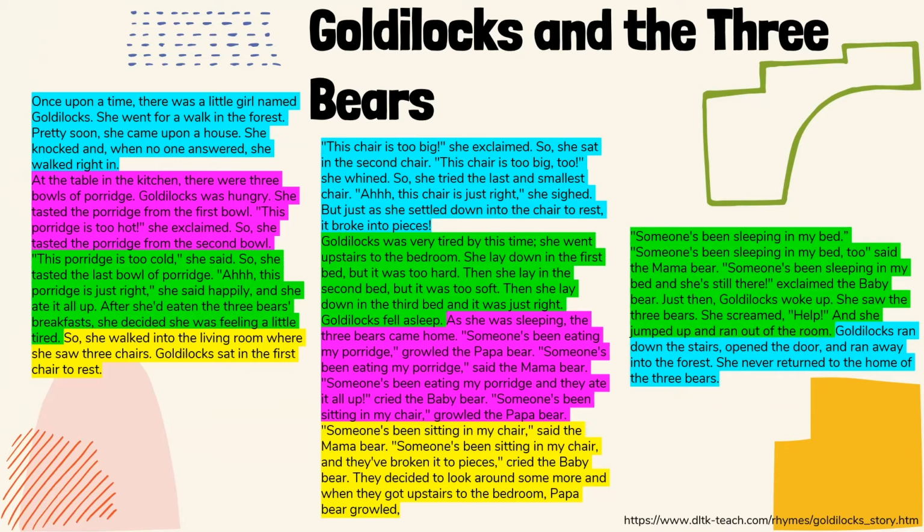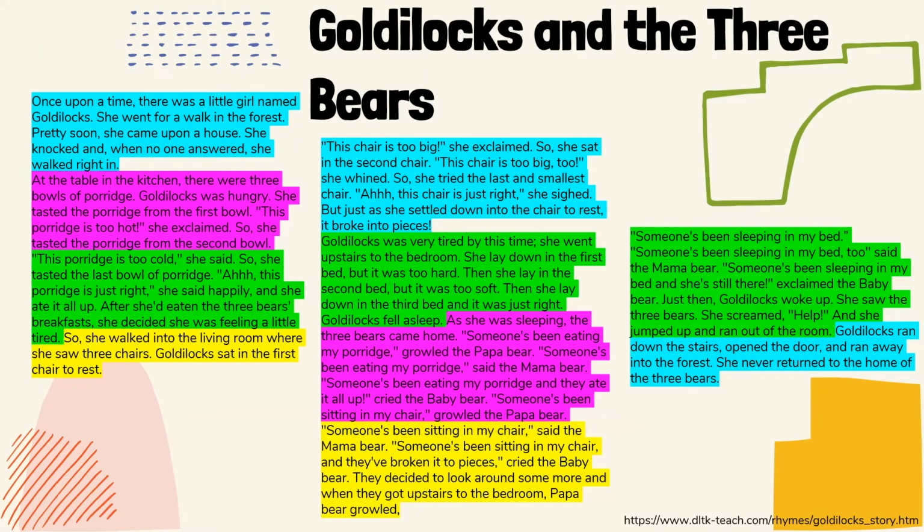"Someone's been sitting in my chair," growled the Papa Bear. "Someone's been sitting in my chair," said the Mama Bear. "Someone's been sitting in my chair and they've broken it into pieces," cried the Baby Bear. They decided to look around some more, and when they got upstairs to the bedroom, Papa Bear growled. "Someone's been sleeping in my bed." "Someone's been sleeping in my bed too," said the Mama Bear. "Someone's been sleeping in my bed and she's still there," exclaimed the Baby Bear.